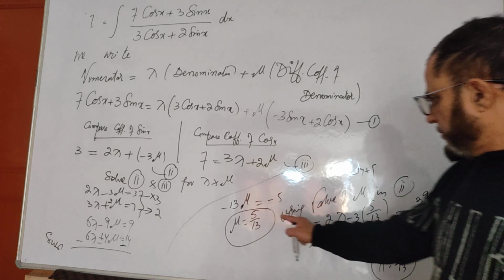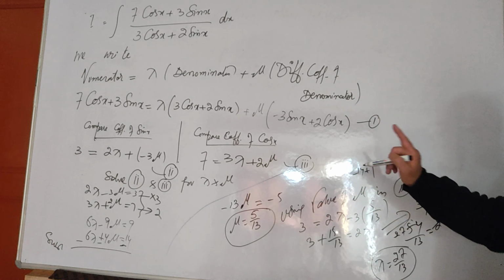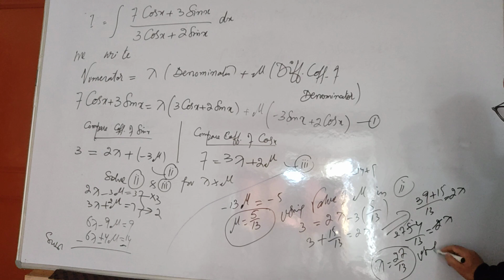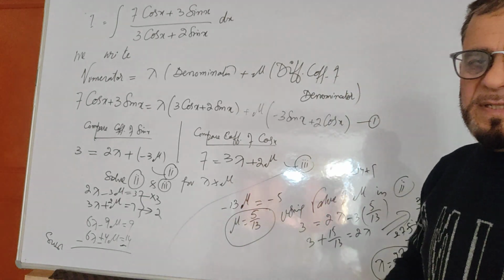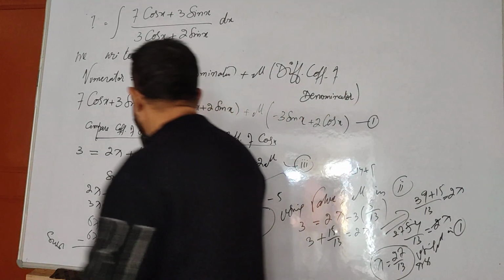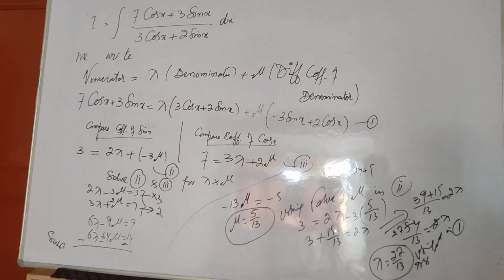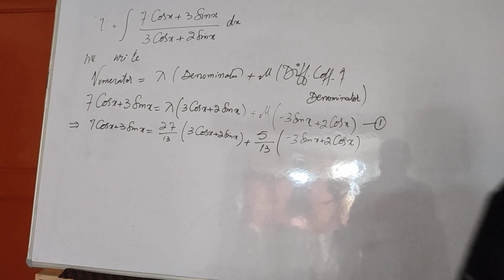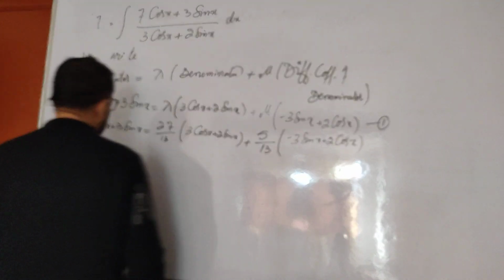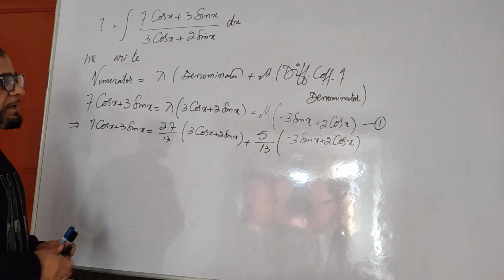So you have got lambda 27 by 13, and you have got mu 5 by 13. Use lambda and mu in the first equation. You have found out lambda and mu. You see how we compare the coefficients of sine and cos. Then we use lambda and mu here in this equation, which is called equation number first. I have used the values of lambda and mu in equation number first.